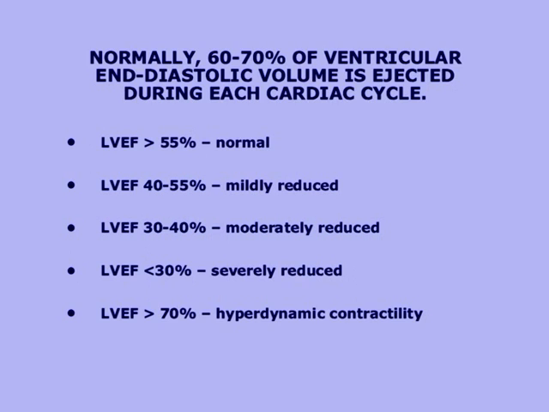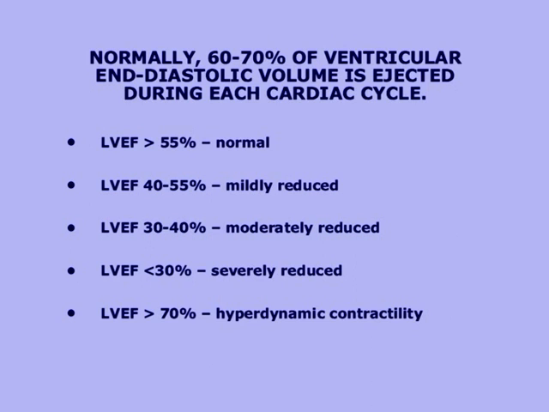Normally, 60 to 70% of ventricular end diastolic volume is ejected during each cardiac cycle. Ejection fraction of 55% or more is generally considered normal. Ejection fraction between 40 and 55% is considered mildly reduced.